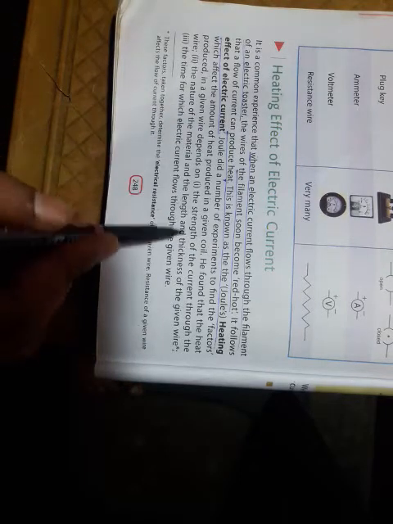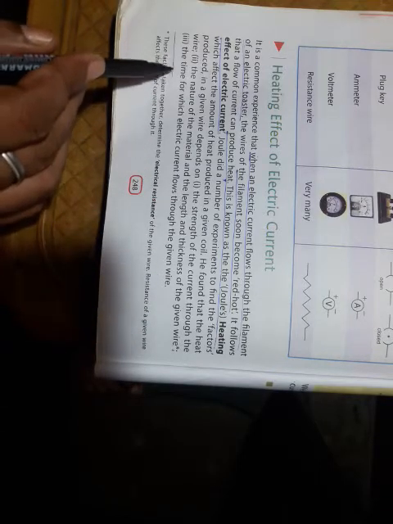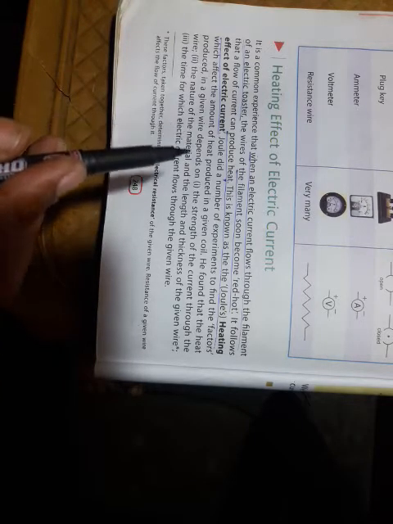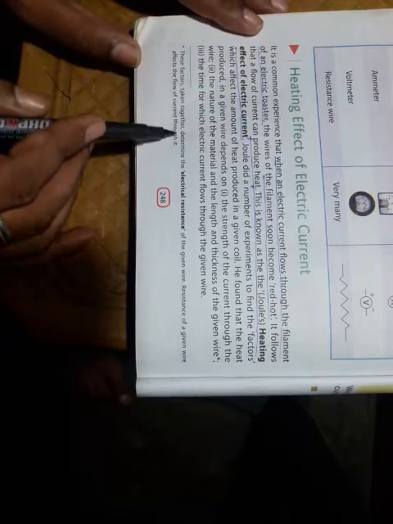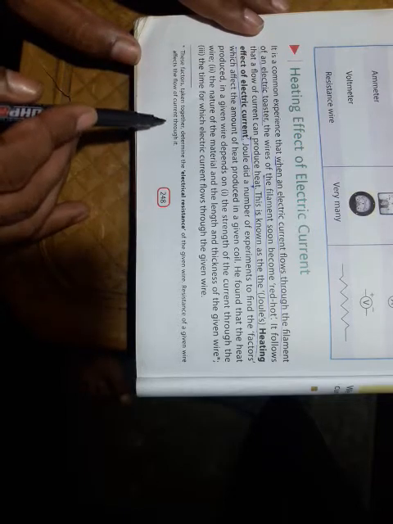Joule did a number of experiments to find which factors affect the amount of heat produced in a given coil. He found that the heat produced in a given wire depends on the strength of the current through the wire, the nature of the material, the length and thickness of the wire, and the time for which electric current flows through it. You will be able to solve several numericals when you study in class 10 and 12. All these chapters are given in higher classes. These factors taken together determine the electrical resistance of the given wire. Resistance of a wire affects the flow of current through it.